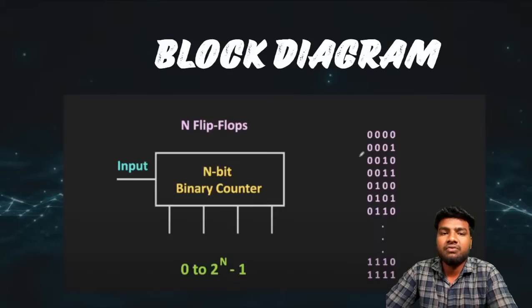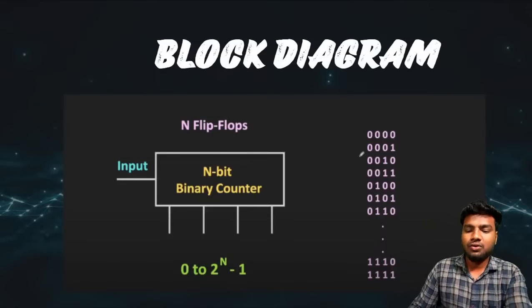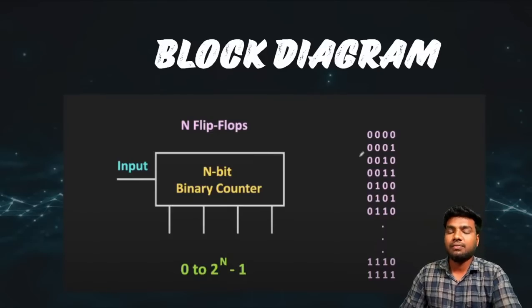And if you are using a 5-bit counter, it will count up to 32. If you are using a 6-bit counter, it will count up to 64. The range of the counter, whether 4-bit, 5-bit or 6-bit, depends on the number of bits; we can count only that many levels. If you are using a 7-bit counter, you can count up to 128, like that. So this is the block diagram for the counter.